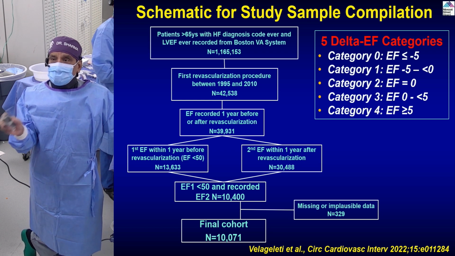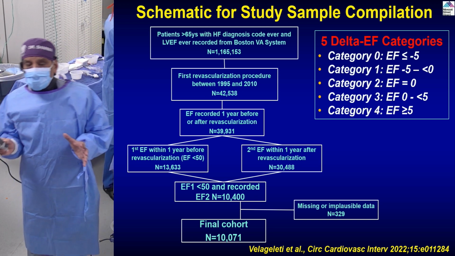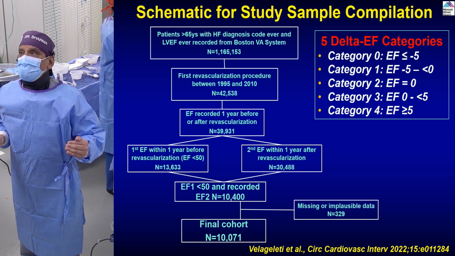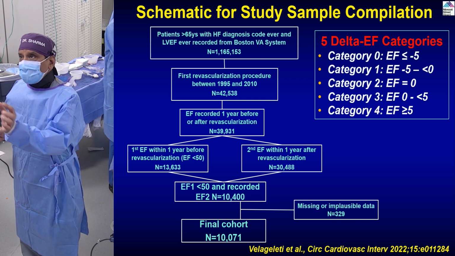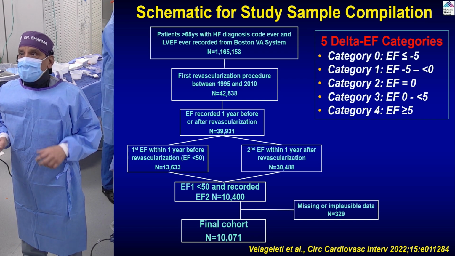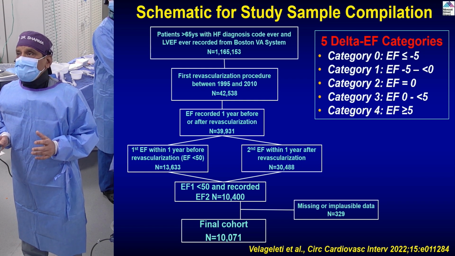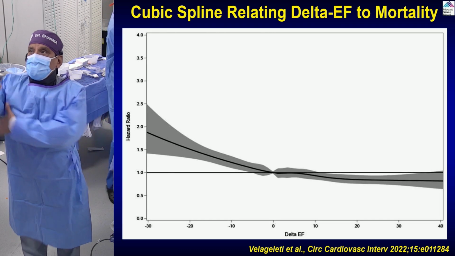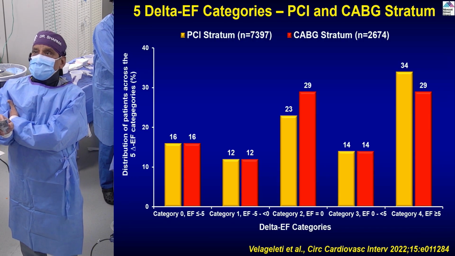So this is basically a final cohort of 10,000 patients, a large number of patients, and they have 5 delta categories of EF. One, EF went down by more than 5. Two, it went down between -5 to 0. Third category was EF was 0, no change. Fourth category, EF improved but less than 5%. And last category was EF improved by more than 5%. So you see the variety of the EF improvement, and these are the delta EF in all these patients. But this puts it together.